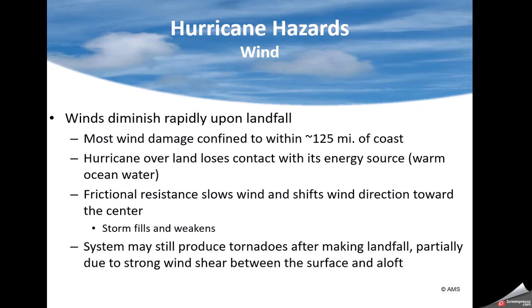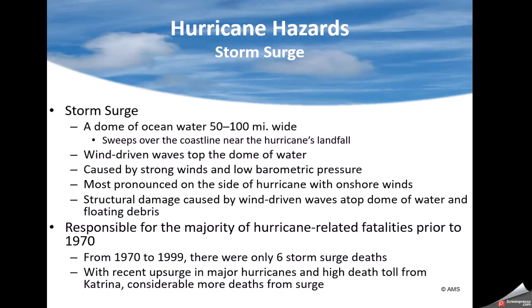And winds will diminish after landfall. Friction comes in, slows it down. Oh yeah, it's lost its source of energy, the warm ocean water. So all these are gradually going to reduce it. However, it can still produce tornadoes. And storm surge. Storm surge is just water that is driven into land by all that wind blowing.